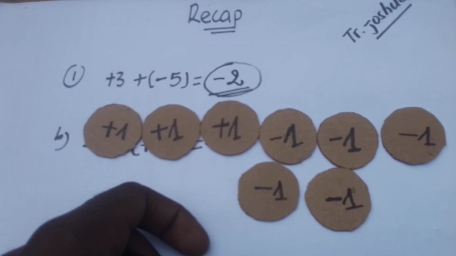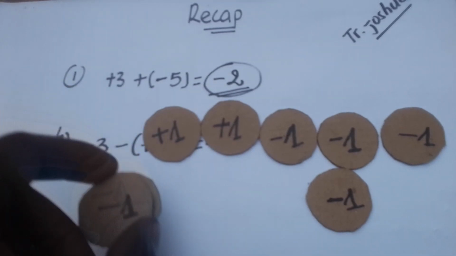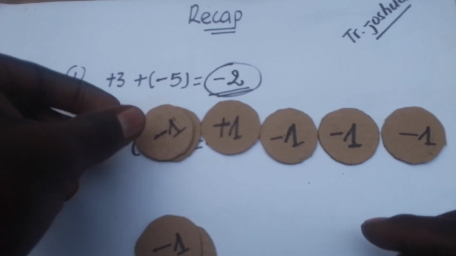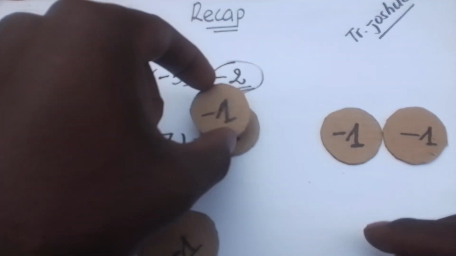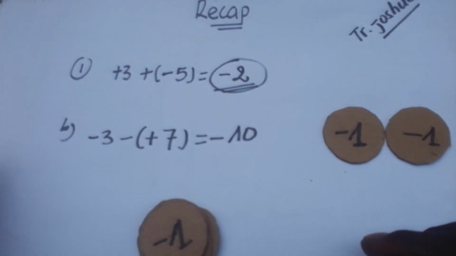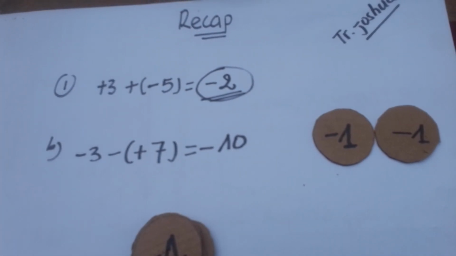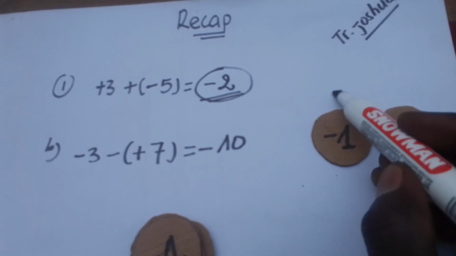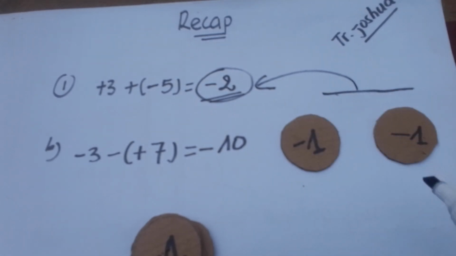If you have positive and negative together, they form 0. That's why this negative and this positive are going to form 0. Negative and positive forms 0, and negative and positive forms 0. Now I am left with only 2 counters with negative value. That's why this is going to be equal to negative 2.